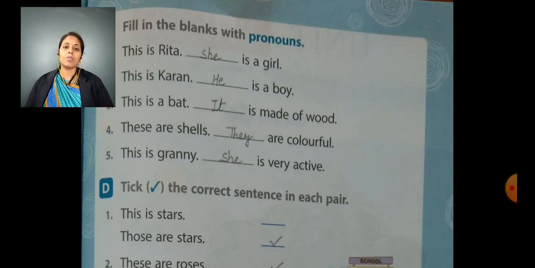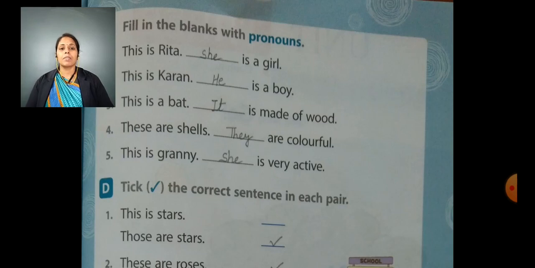So the first one is, this is Rita. This is Rita, and dash is a girl. So Rita is the name of a girl. So for a girl we can use she. Okay, this is Rita and she is a girl. Next, this is Karan. Karan is the name of a boy. So this is Karan. He is a boy. हम यहाँ पे करण के लिए he pronoun का यूज करेंगे.